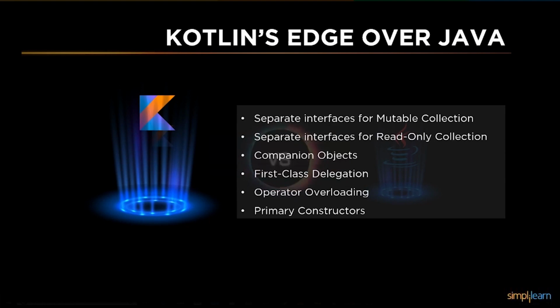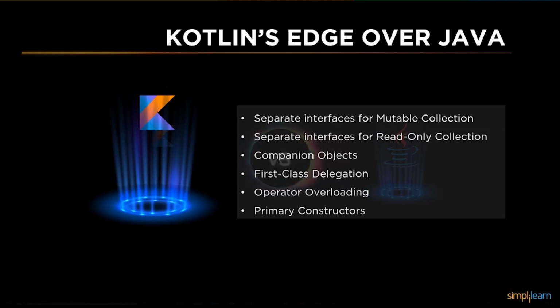Next ahead, we have the first-class delegation pattern. The delegation pattern has proven to be a good alternative to implementation inheritance, and Kotlin supports it natively, requiring zero boilerplate code. A class Derived can implement an interface Base by delegating all of its public members to a specified object.